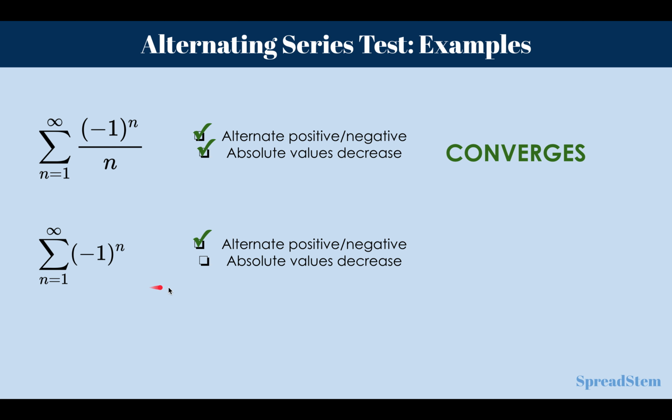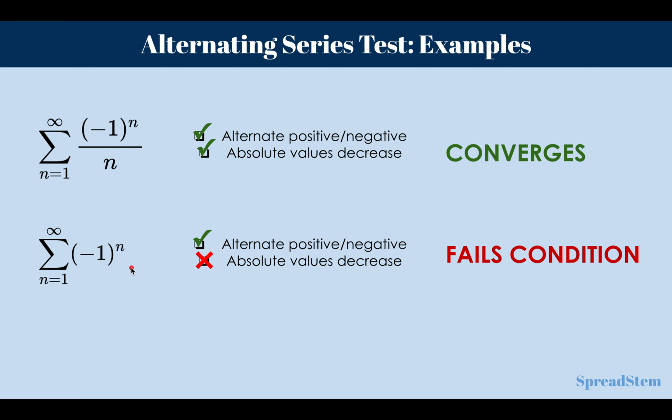Now, the second condition says that these absolute values must decrease. The absolute value of this series is just 1. So the absolute value of all the terms are just 1. This series does not satisfy this condition. So this fails the condition, and we cannot use the alternating series test. Notice that we can't say that we prove that it diverges using the alternating series test, because this test only shows that it converges if you have these two situations.